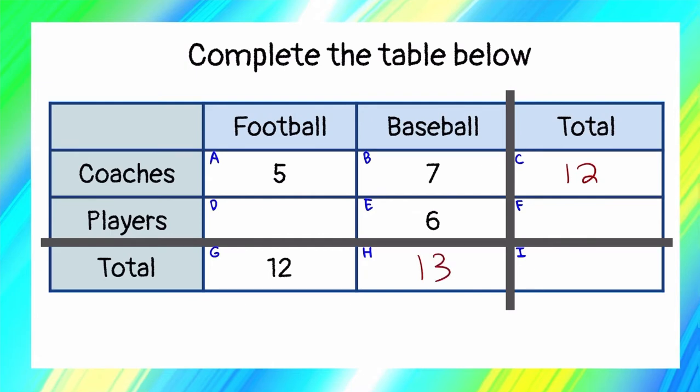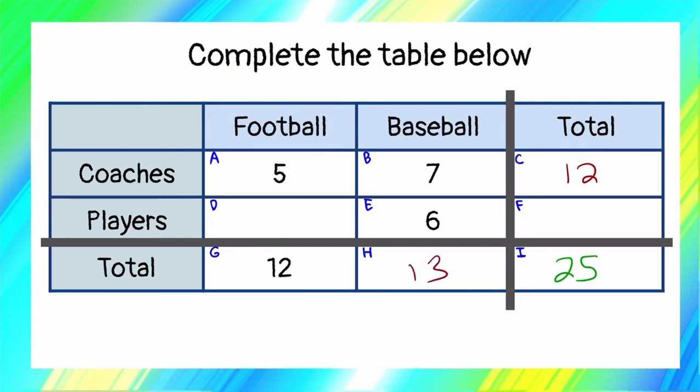Now we have 3 more missing boxes. You can kind of start anywhere. Let's start with our total, as I call it. We have 2 totals here that we can add to get the total. So when we add 12 plus 13, we would get 25. The 25 would be our total. Let me just rewrite that.